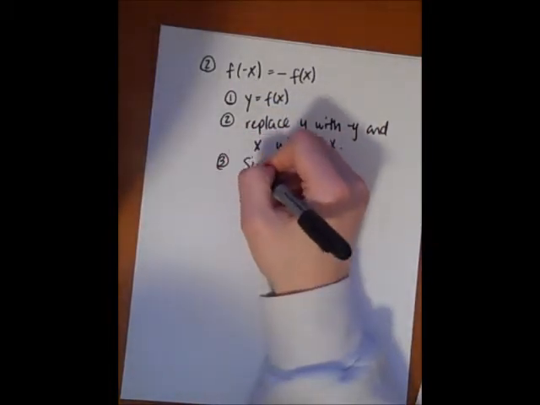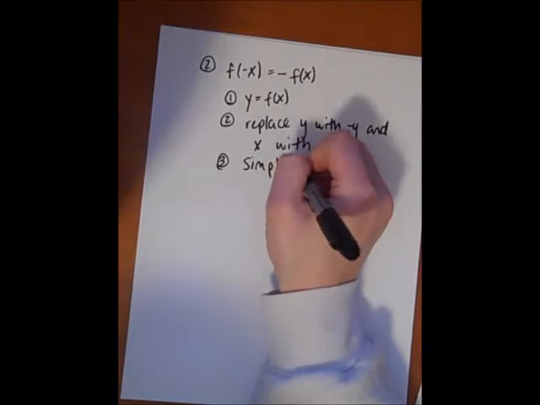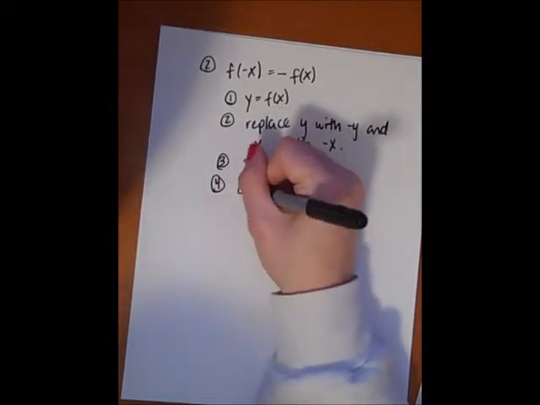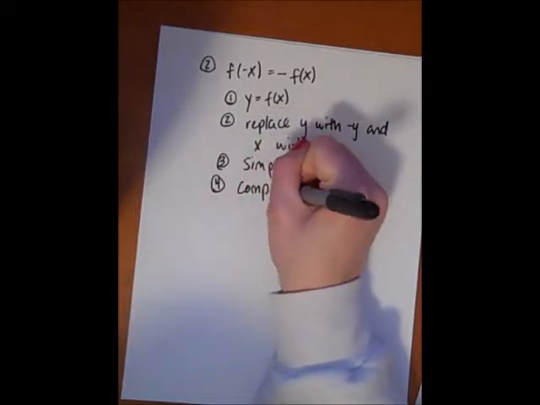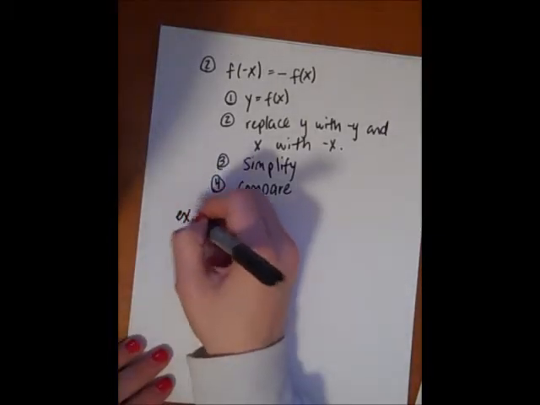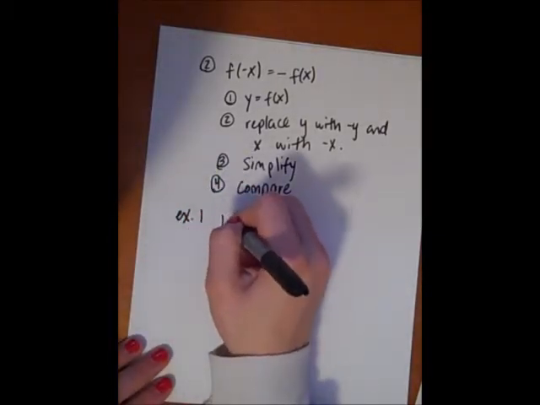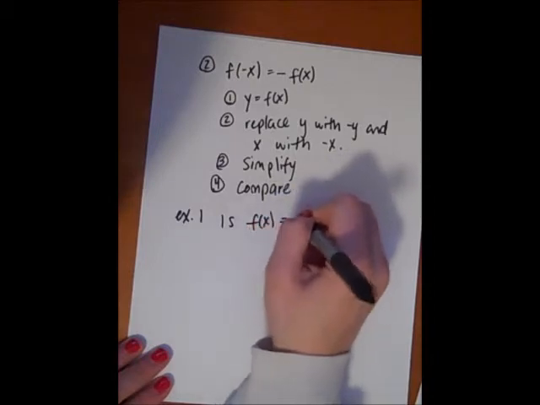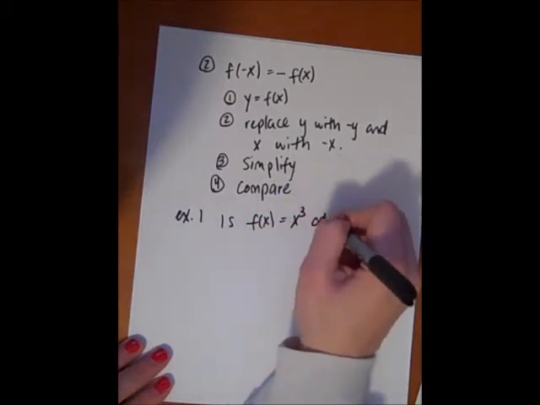Three, simplify. And then four, compare. If you get the same answer, then it is odd. If you don't, then it's not. So let's do two examples. Example 1, is f of x equal to x cubed odd?